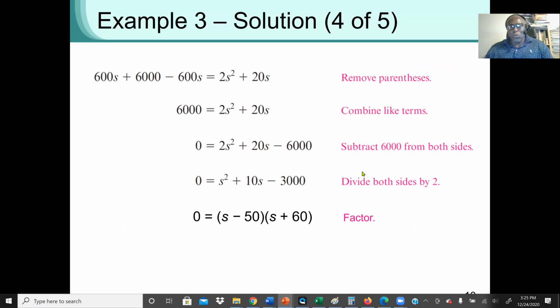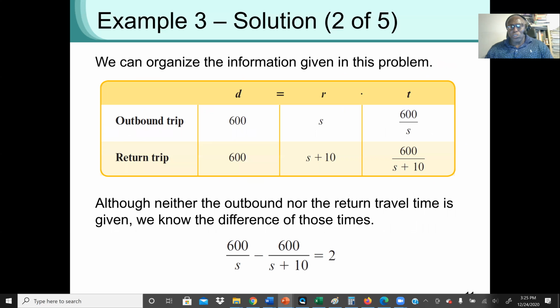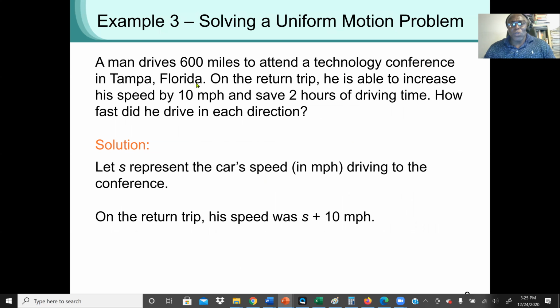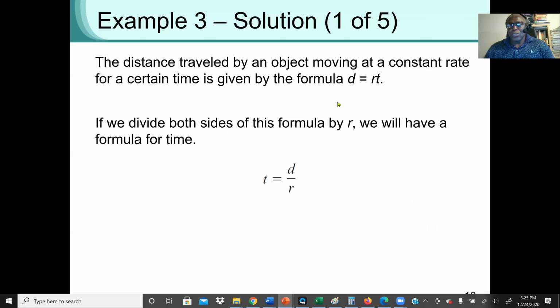So in this problem, again, we are using a quadratic equation to solve it. But the key here is that, since from the question we are dealing with speed, distance, and time, we have to use the distance formula, which again, the distance is the speed times the time, or rate times the time.